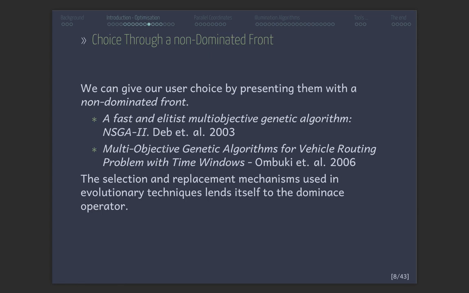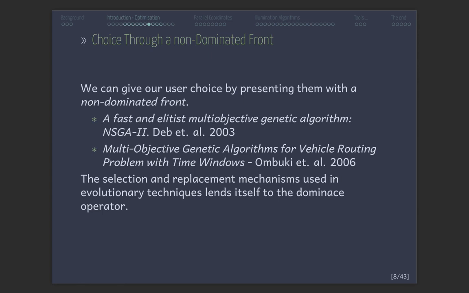We can select a solution, and if a child dominates this solution, we can replace it. We can very easily use the dominance operator for our selection and replacement. So Pareto dominance fits in beautifully with evolutionary methods. The NSGA2 algorithm is a particularly nice algorithm, quite a complex algorithm.